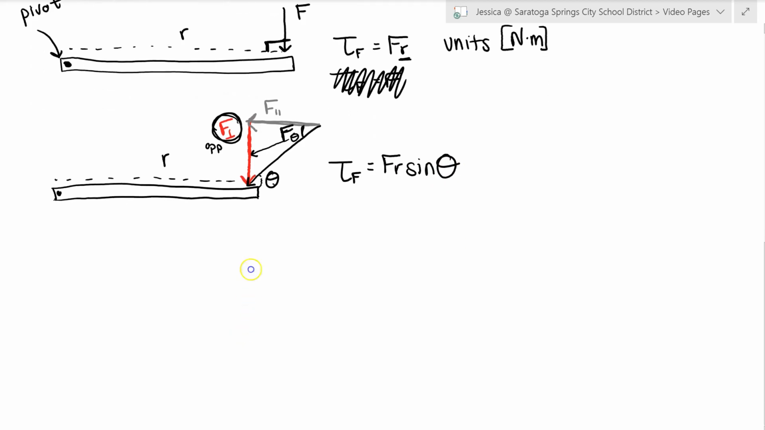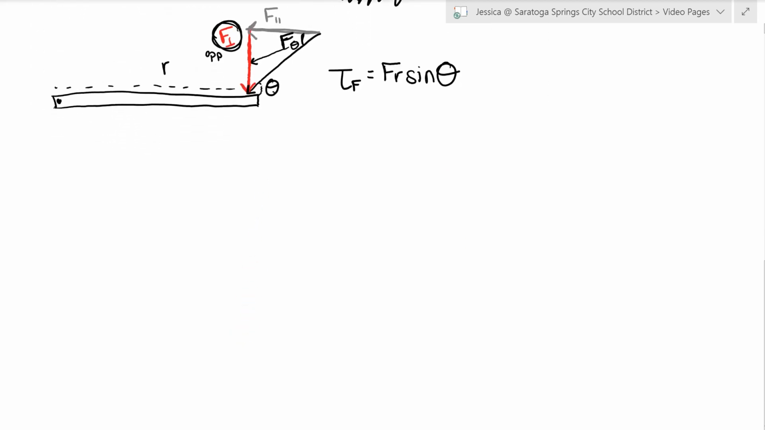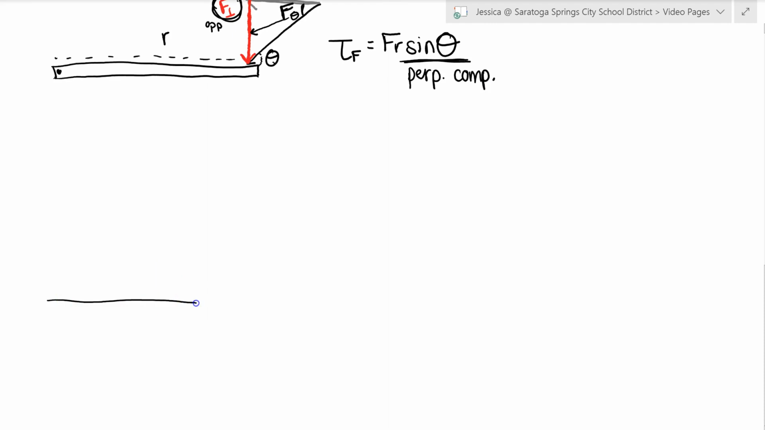Now, there are instances where we don't always use sine. So when you see this on your reference table, I don't want you to think that it always has to be the sine. I want you to remember that it needs to be the perpendicular component, which sometimes, depending on the angle we're given, might mean cosine. An example of that would be our typical ladder problem. We have a ladder up against a wall, and let's say there's a person standing on the ladder, and we want to find the torque from the person.